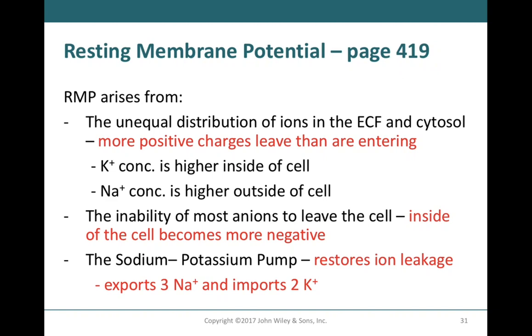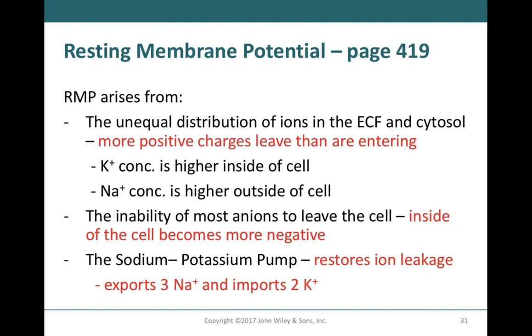So there are three things that allow resting membrane potential to exist in our cells. Those are the unequal distribution of ions in our extracellular fluid and the cytosol. This is telling us that we have a difference in concentrations of certain particles on the inside of our cell versus the outside of our cell. And we discussed this very briefly in chapter 3 as well. Potassium concentration is higher on the inside of the cell, and sodium concentration is higher on the outside of our cell. This was discussed in chapter 3.